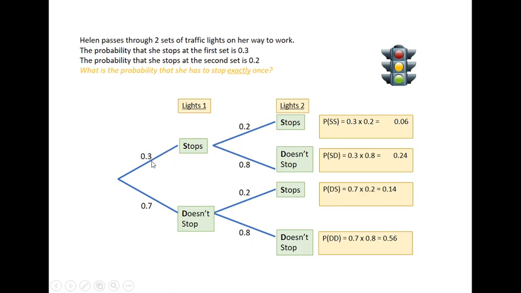So this branch here, stop and then doesn't stop, corresponds to one stop, so it's 0.24. And you've also got doesn't stop and stop, which corresponds to 0.14. So you add them together. You see there are two possibilities, stop then don't stop, and don't stop then stop. So you add them. 0.38.